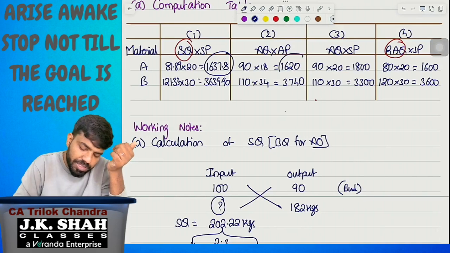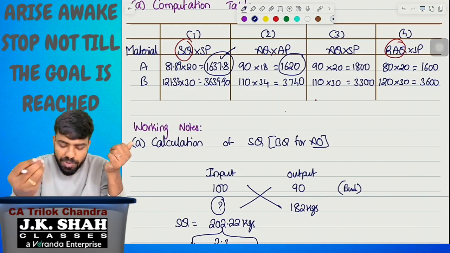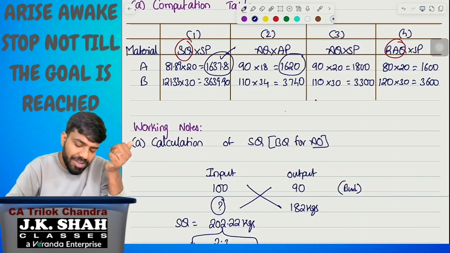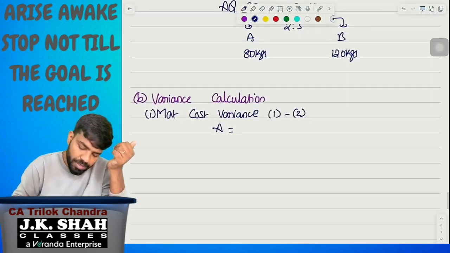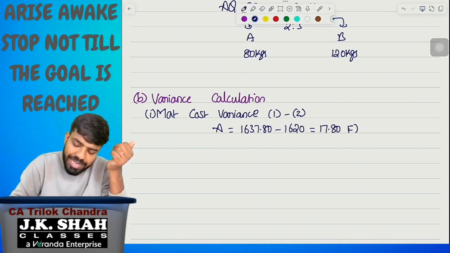1637.8 minus 1620. Permitted cost is 1637.8, but actually incurred only 1620. There is a savings of 17.8 rupees. 1637.80 minus 1620 equals 17.80. We are going to report it as favorable.